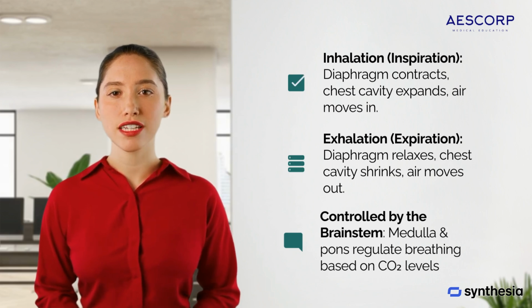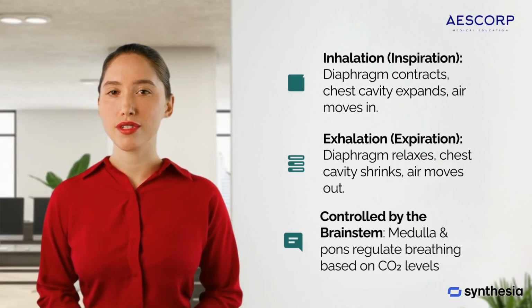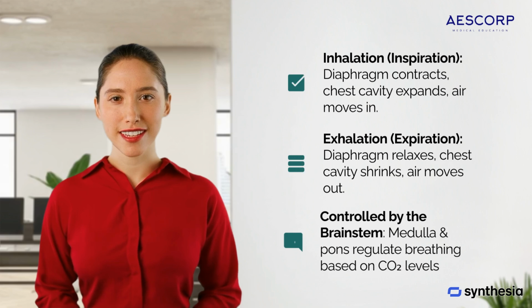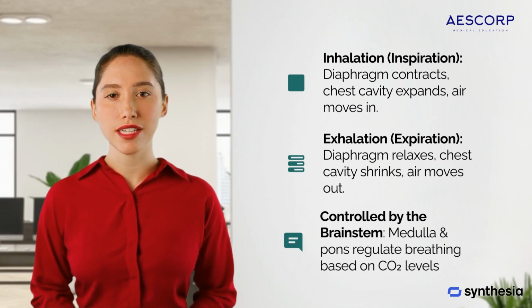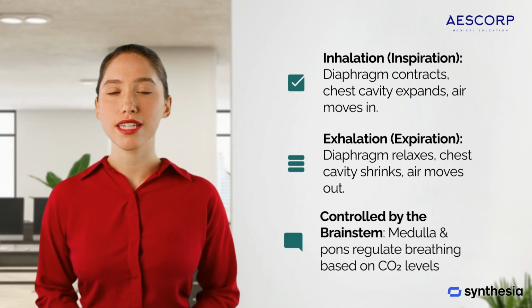Exhalation, expiration. When we breathe out, the diaphragm relaxes and moves upward, and the rib muscles also relax. This decreases the volume of the chest cavity, pushing air out of the lungs. This cycle is controlled by the brainstem, specifically the medulla oblongata and pons, which monitor the levels of oxygen and carbon dioxide in the blood.